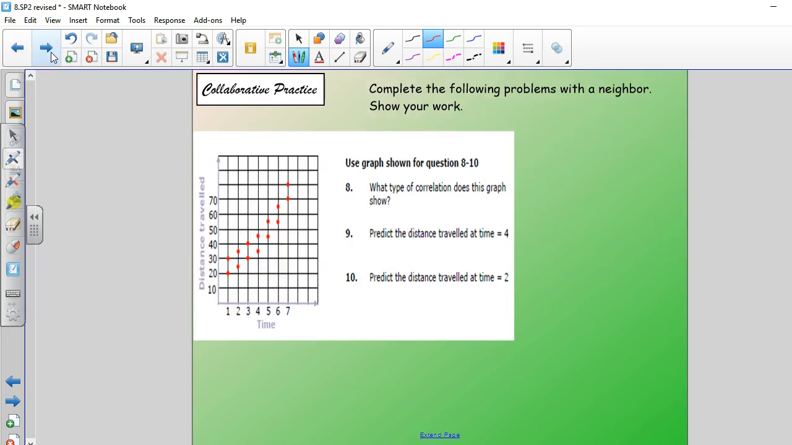Now that you've done that, look at the graph. It says use the graph shown for questions 8 through 10. What type of correlation does this graph show? Remember, you're looking for a trend, so look for clustering. It looks like, if I can draw it, it looks like we have a line of best fit that goes through the points like this. What type of correlation does that graph show? It shows a positive correlation.